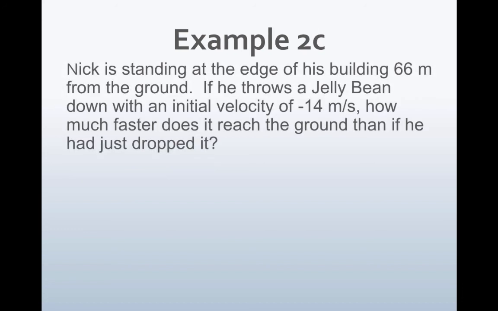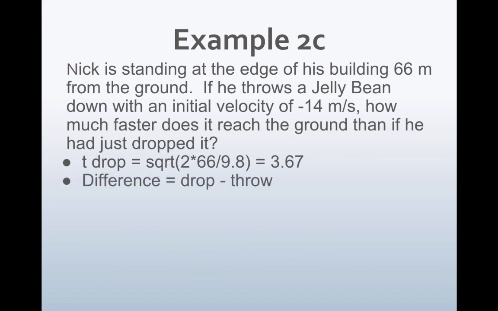And part C is how much faster does it reach the ground than if he just dropped it? Well, that means we have to find the drop time. Drop time from 66 meters is the square root of 2y divided by a, which should be 3.67. Subtract to find the difference, so it reached the ground 1.17 seconds faster.